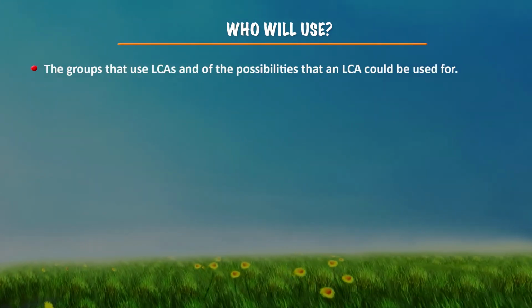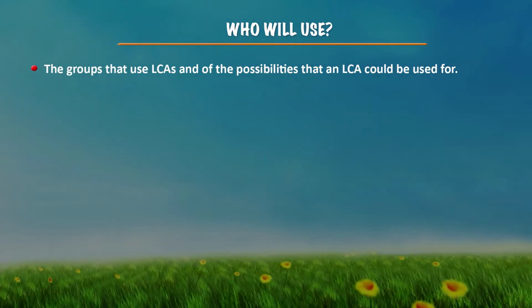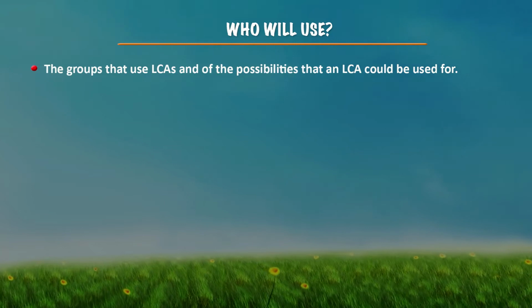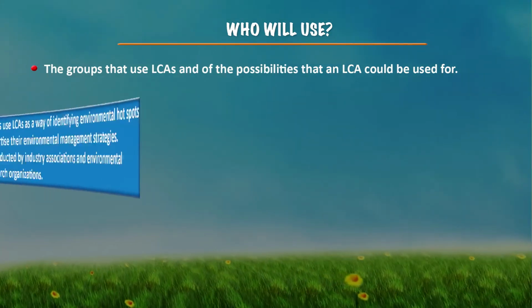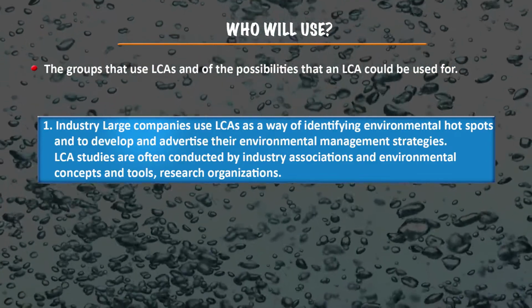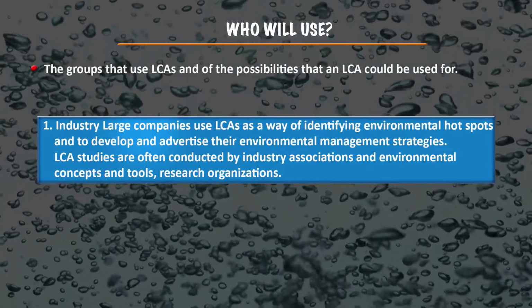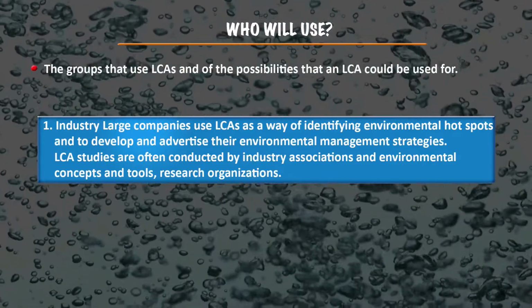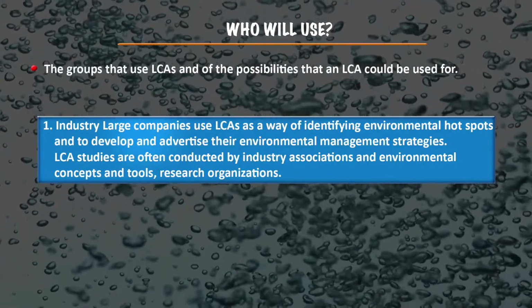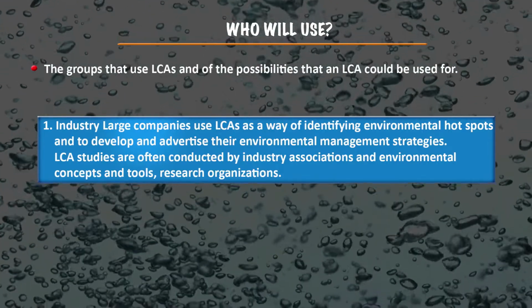Life cycle assessment is mainly used by industries. Industries or large companies use it as a way of identifying environmental hotspots or environmental gaps, and also to develop and advertise their environmental management strategies. Life cycle assessment studies are normally conducted by industrial associations and also by environmental concepts and tools research organizations.